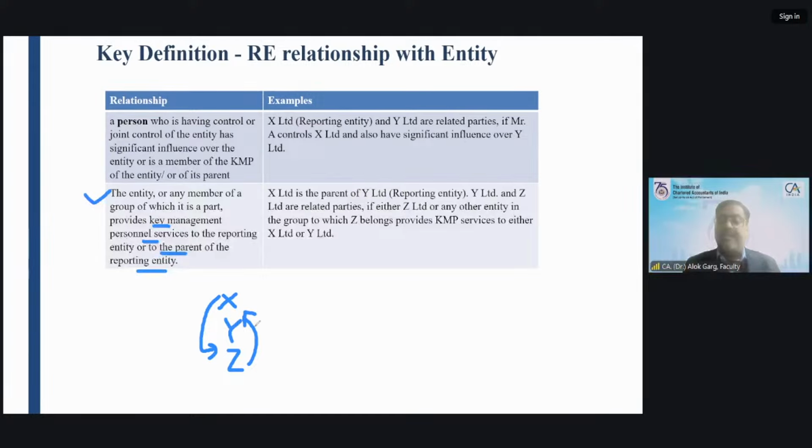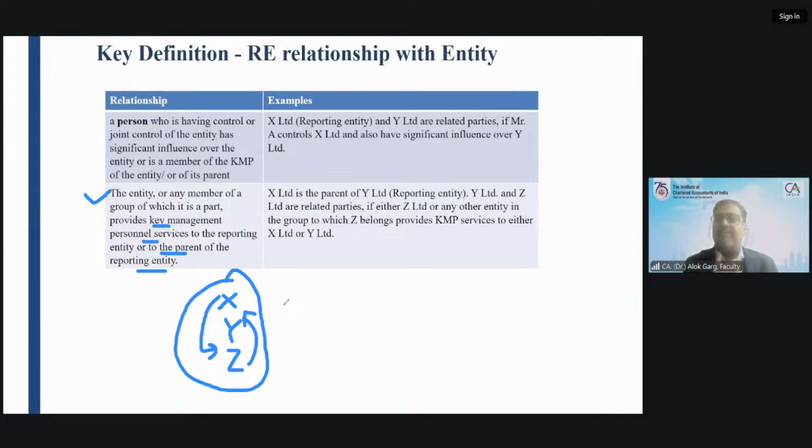And what about Y and Z in themselves? Y and Z are fellow subsidiary, right? So X, Y, and Z put together, they are the member of a group. So the entity or any member of a group of which this entity is a part, for example X, or any member of a group like Y and Z, or vice versa, provides KMP services to the reporting entity.